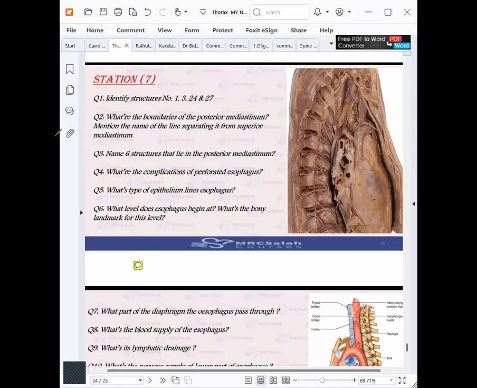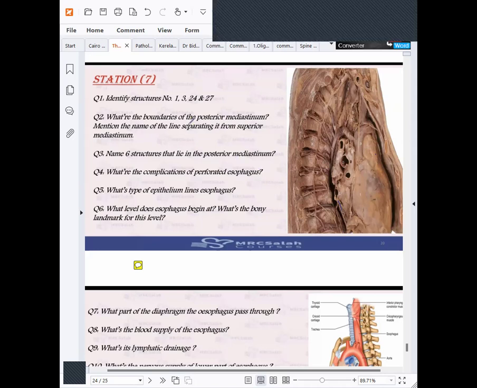Okay, so what are the boundaries of the posterior mediastinum? The boundaries of the posterior mediastinum.